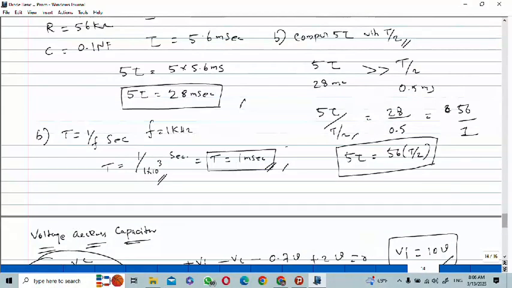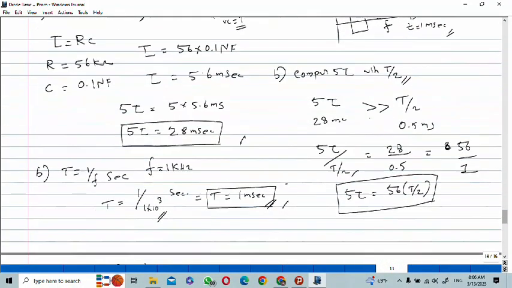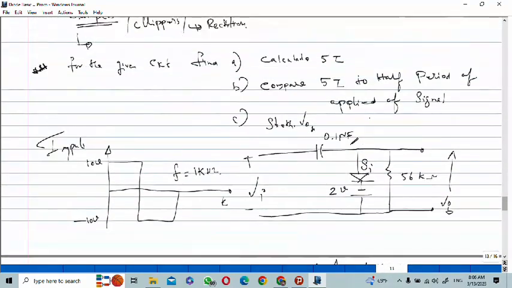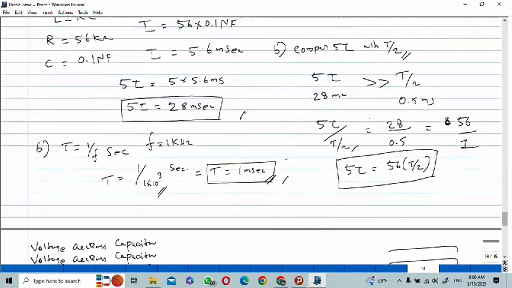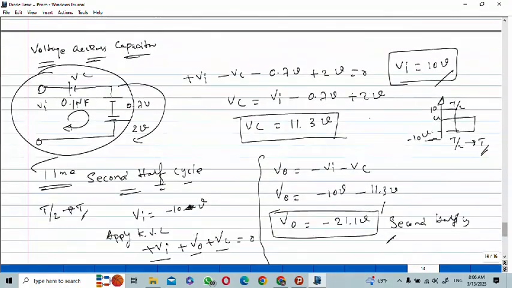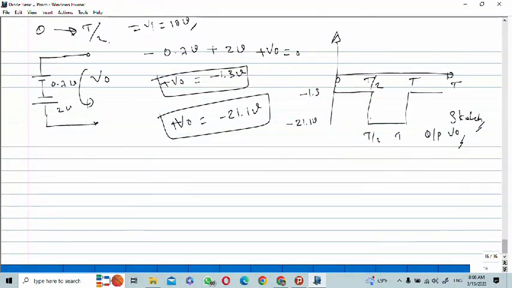In the last class we discussed clamper circuits: how to calculate the phi tau, compare it to the half period of the applied signal, and then sketch V naught. In this video we are going to discuss rectifier circuits, specifically the full wave rectifier, like the bridge rectifier.